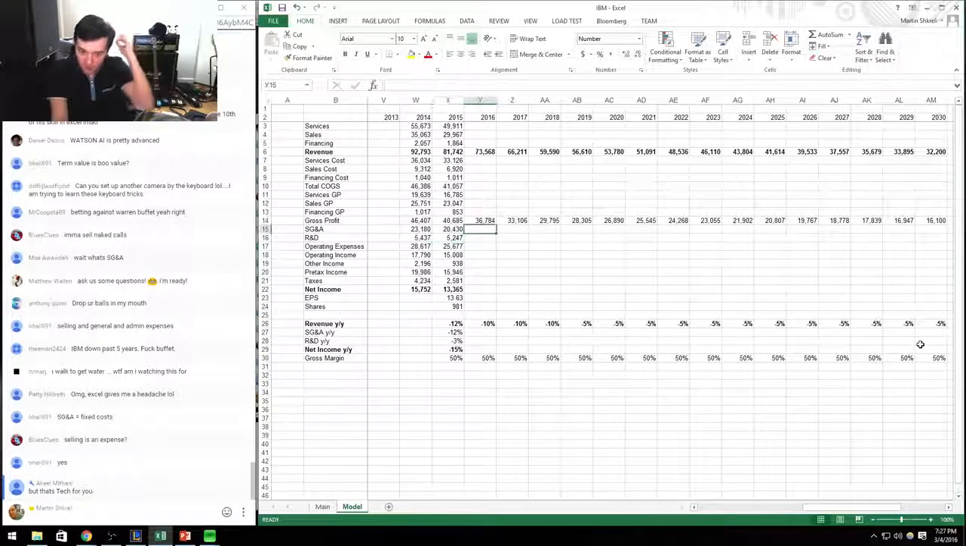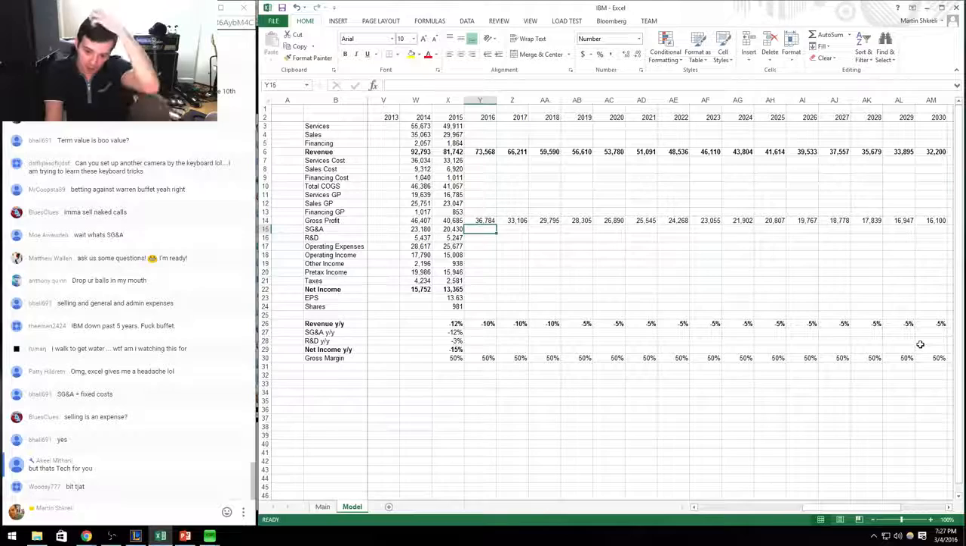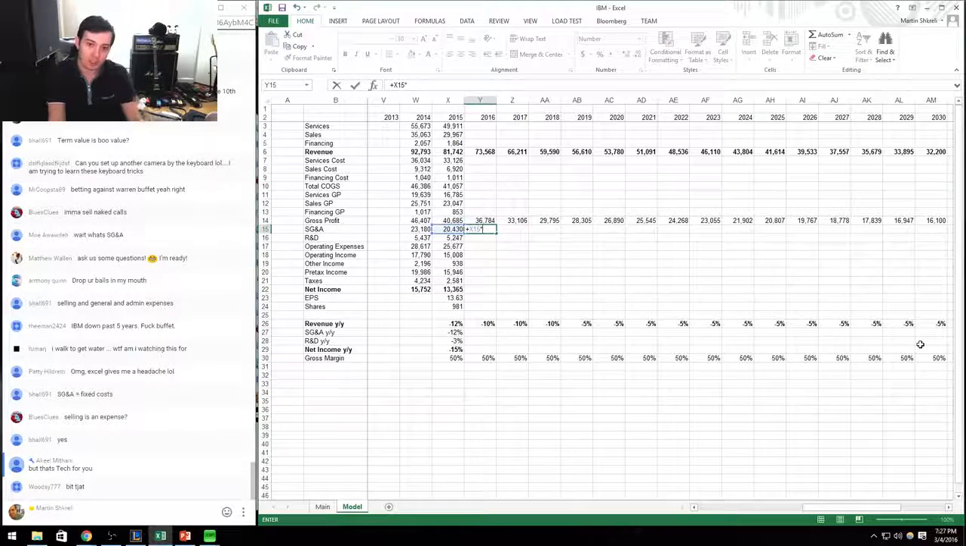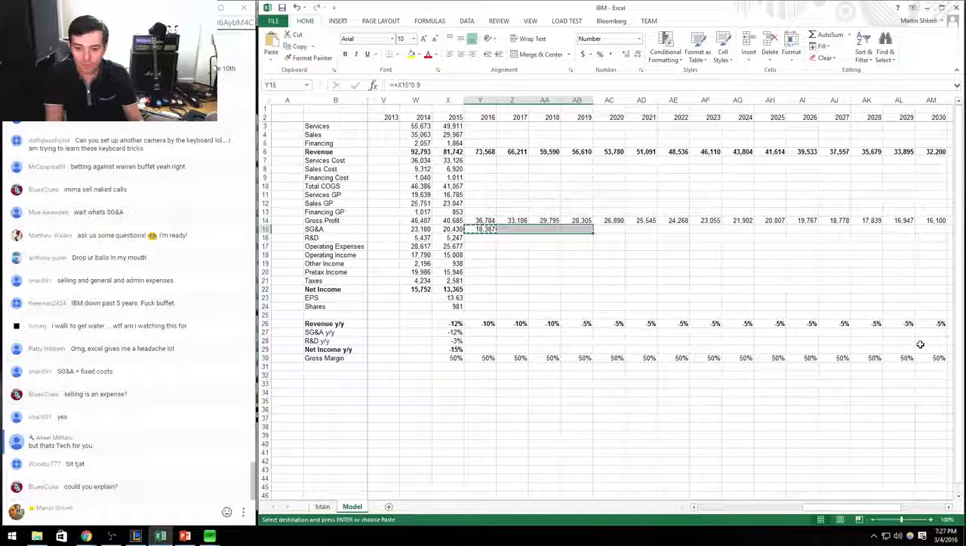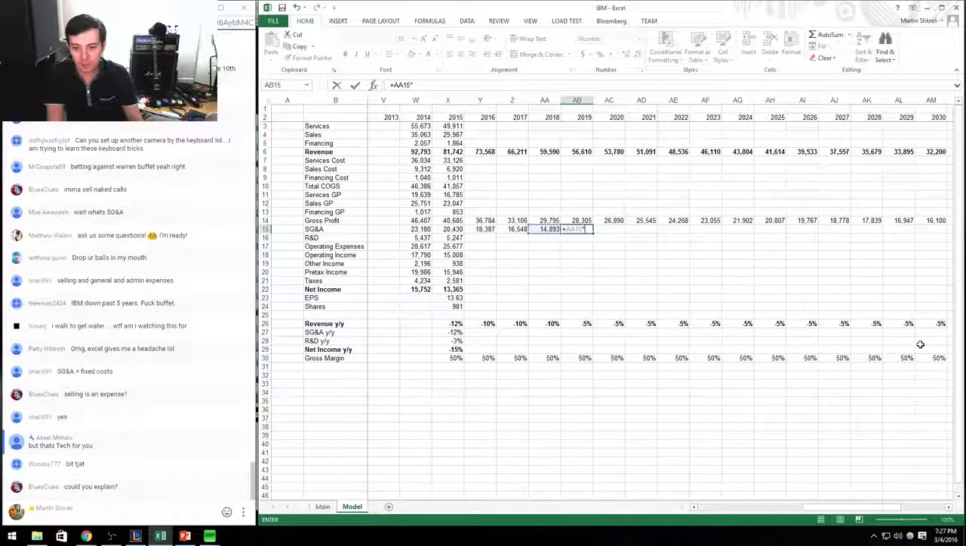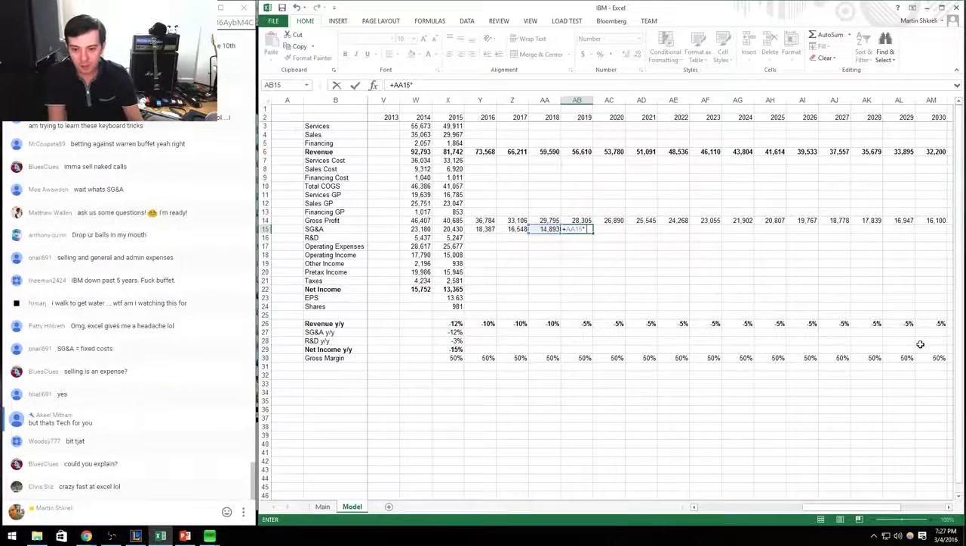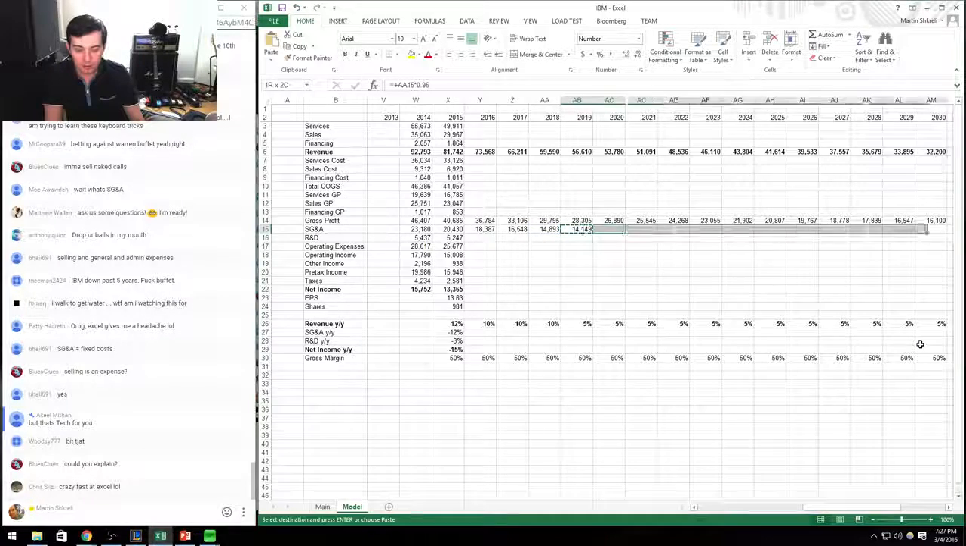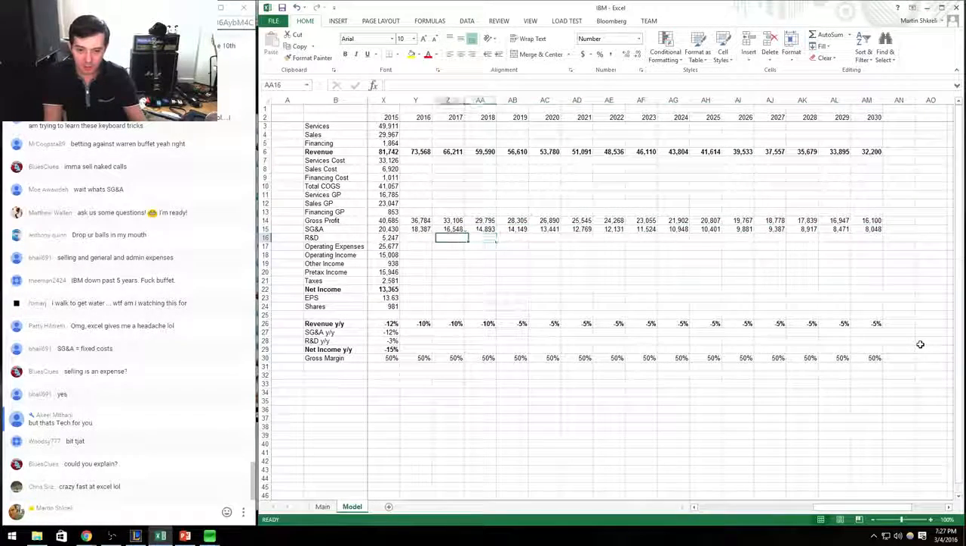So how would their costs decline? I'd say they cut their costs in a similar fashion, but maybe not R&D. So let's assume their costs drop by 10% a year, and it just matches the decline in revenue. Let's assume that.